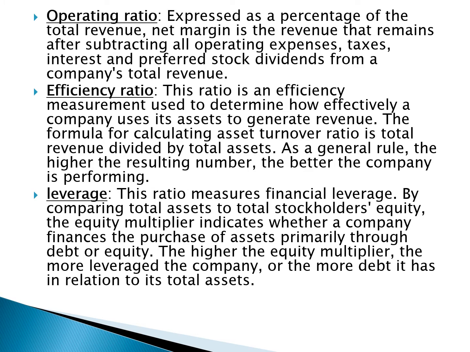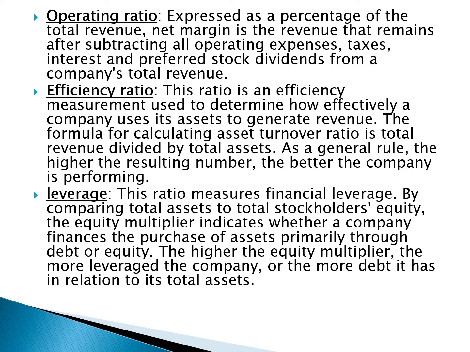Operating ratio. It is expressed as a percentage of the total revenue. Net margin is the revenue that remains after subtracting all operating expenses, taxes, and interest and preferred stock dividends from a company's total revenue. Efficiency ratio. This ratio is an efficiency measurement used to determine how effectively a company uses its assets to generate revenue. The formula for calculating asset turnover ratio is total revenue divided by total assets. As a general rule, the higher the resulting number, the better the company is performing.